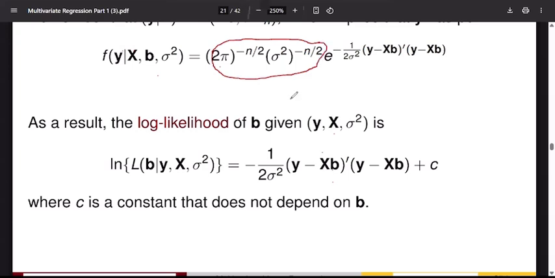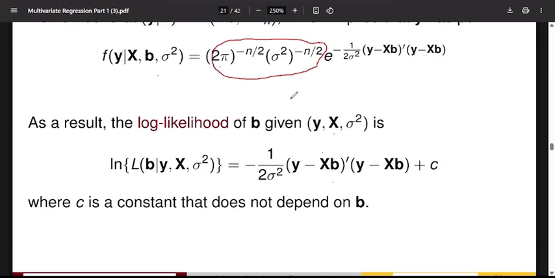that part does not contain b. What is b? b is what we're looking for. b is the vector of regression coefficients. And that very part does not contain it, because after taking the log, we want to do differentiation with respect to b. A term that is not contained in b will be regarded as a constant, and when you differentiate a constant, it's going to be 0.